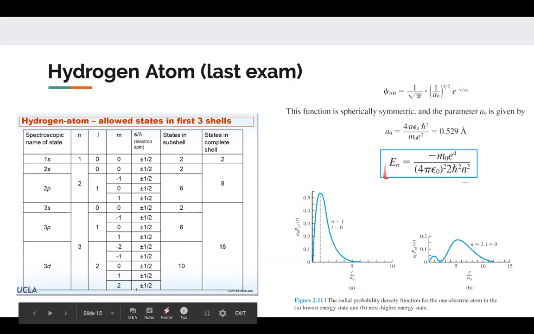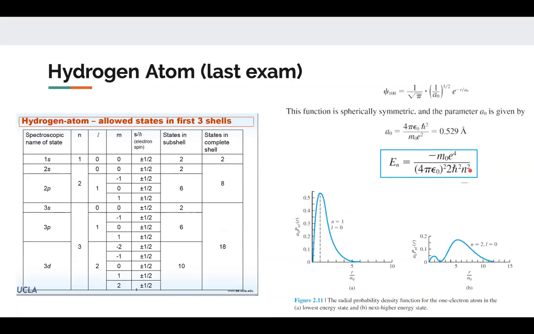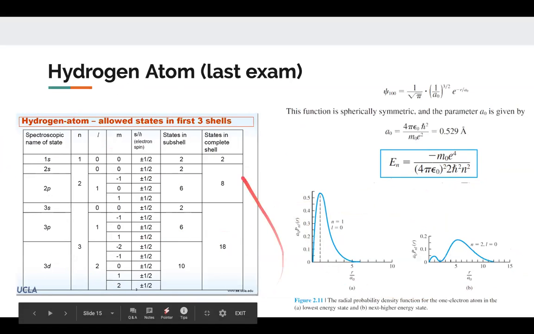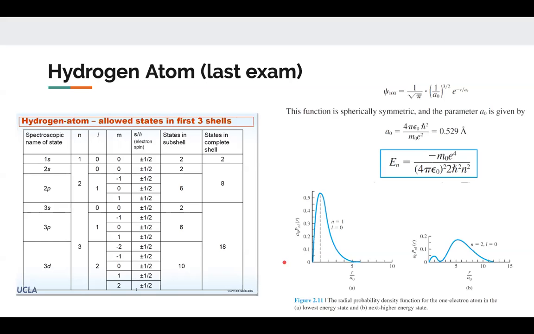And then the energy levels for hydrogen, as n increases, they scale by a factor of 1 over n squared. And this is just a table of allowed states for the hydrogen atom in the first 3 shells. Are there any questions about this?